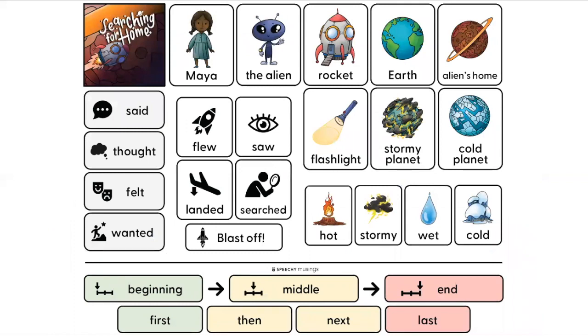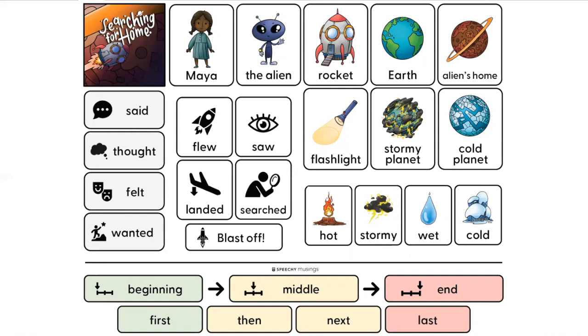The second way that you can use this narrative intervention material is by having your student create their own narrative. This means that you're not going to use the actual comic strip, but you are going to use these visual supports. You're going to provide the student with a little icon. It says Searching for Home. That's the title of what our story is going to be.